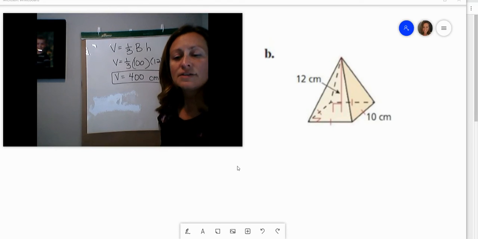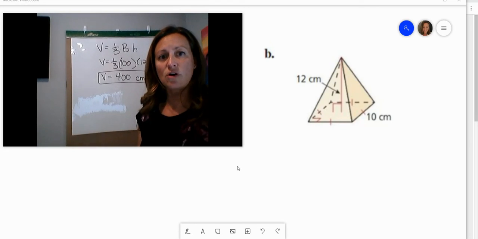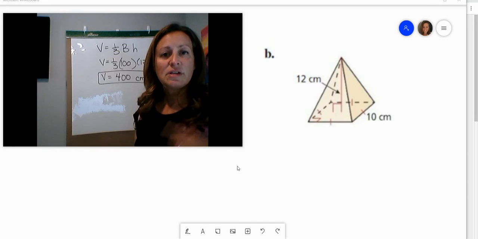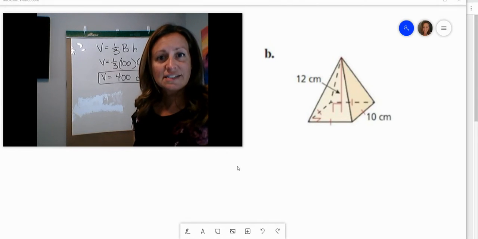Okay. So we have now been introduced to all of the solids, and we've seen not only their surface area formulas, but their volume formulas. We've tried to practice problems of each. You're ready to practice these on your own, I think.